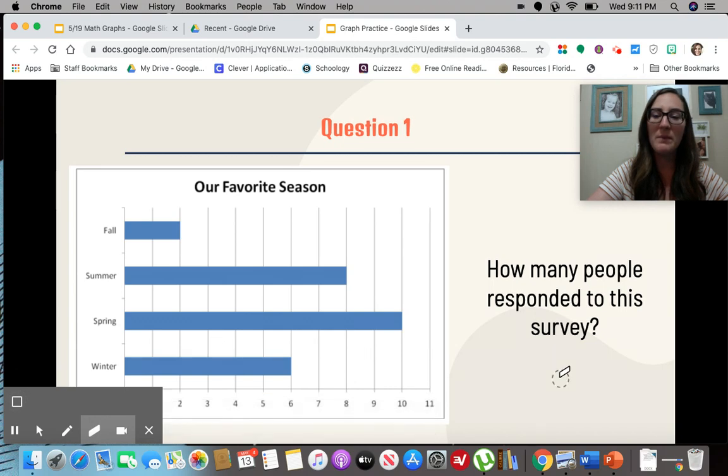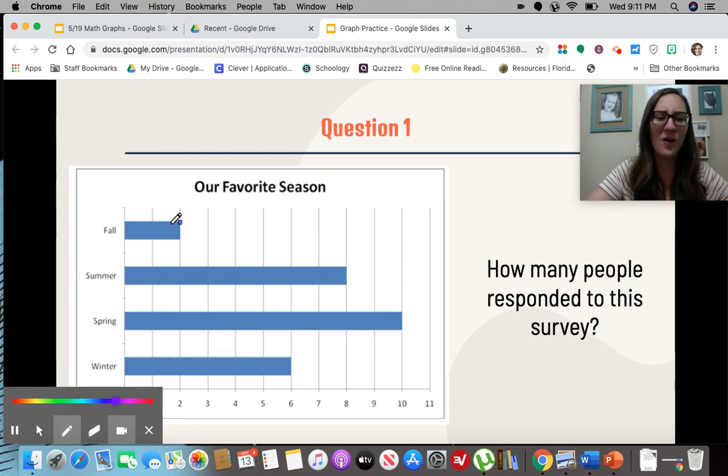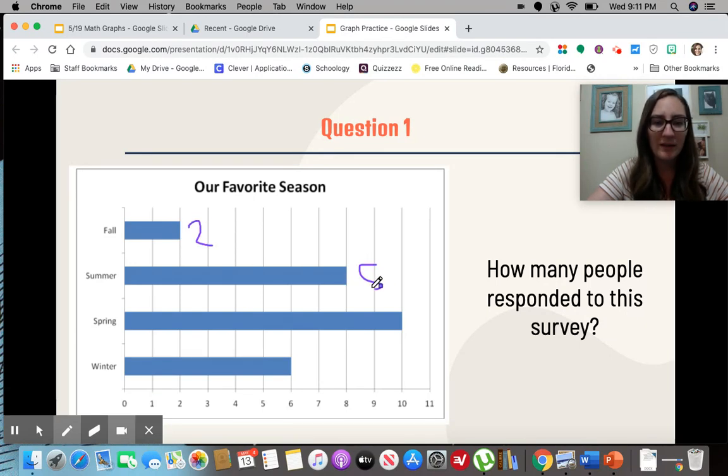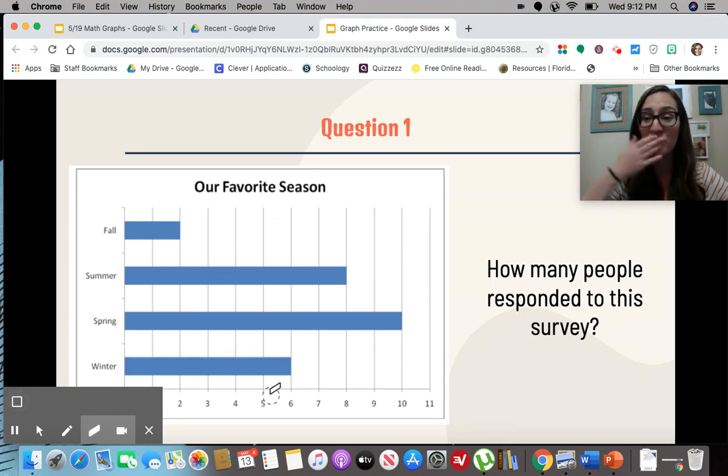All right. How many people responded to this survey? Ooh, do some math here. You're going to have to keep it paused for a little bit longer. All right. In all, we're going to add up every single category. We have 2 plus 8 plus 10 plus 6. So hopefully you said a total of 26. I know that 2 and 8 equals 10. 10 plus 10 is 20, plus 6 more is 26. If you got that right, give yourself a kiss on the brain.